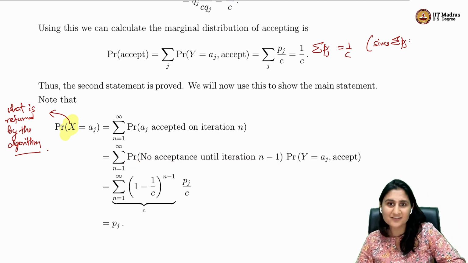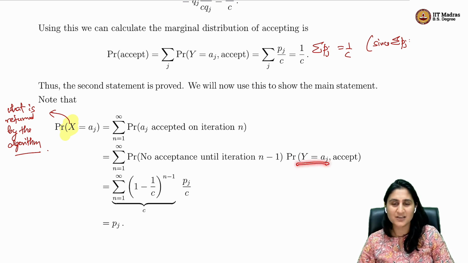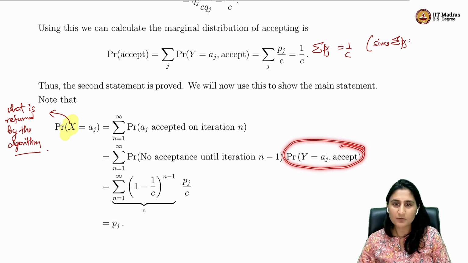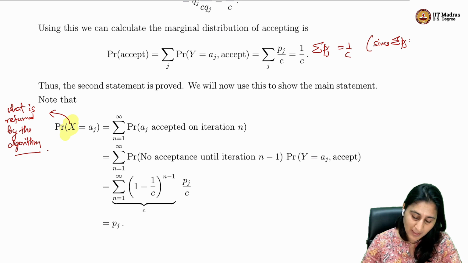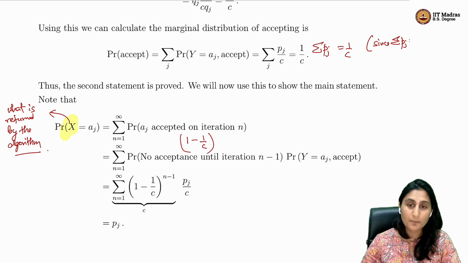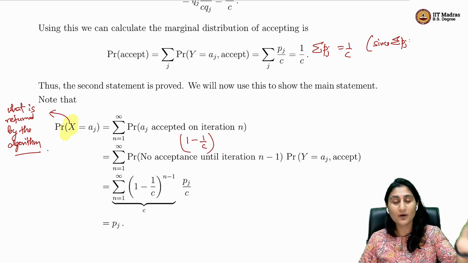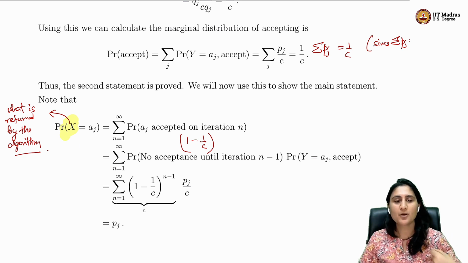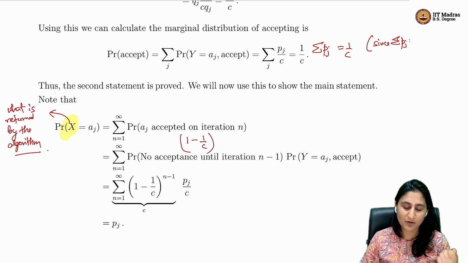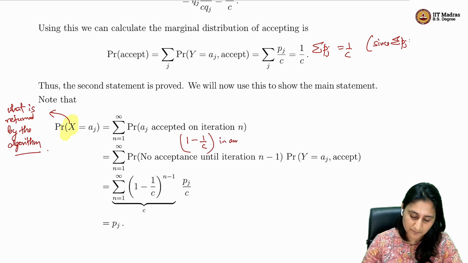But now in the current iteration, the only way to accept aj is to propose aj and then to accept it. Now this we've already calculated to be pj by c, so that's easy. But no acceptance until iteration n minus 1 happens with probability 1 minus 1 by c, because the probability of an acceptance is 1 by c. So the probability that there is no acceptance is 1 minus 1 by c in any iteration.